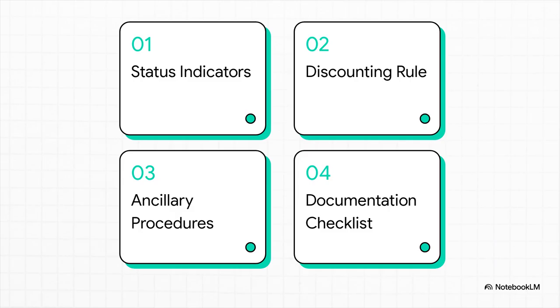Here's our game plan for this explainer. First, we'll explain OPPS status indicators, then use a quick amusement park analogy to figure out discounting rules, map out some common ED ancillary procedures, and wrap up with a solid documentation checklist. We are focusing purely on status indicators and ancillary codes today, so let's get into it.